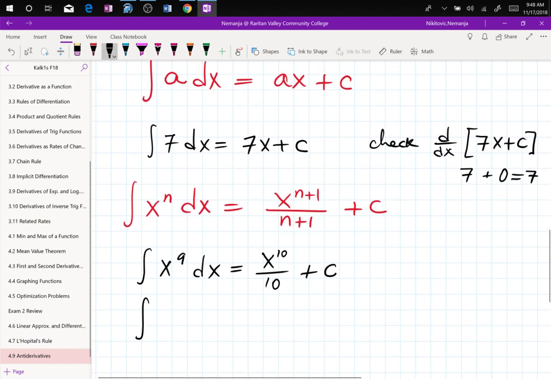How about the integral of 1 over x to the 6 dx? So see, when x is in the denominator, you first rewrite this as x to the minus 6 dx, and then we have, you're adding 1, so x to the negative 5 over negative 5 plus c.